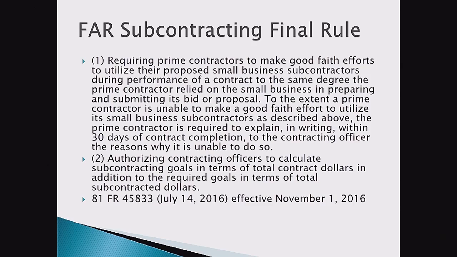It also clarifies that the statute says you do goaling in terms of percentage of dollars subcontracted, but agencies have been setting goals based on total contract dollars, and this says you can also establish goals based on total contract dollars. Obviously, if you only do a little bit of subcontracting but 100% of it goes to small business, you'll have 100% subcontracting, but that won't be a lot of dollars, whereas if you set it in dollars, that's a lot more meaningful. Agencies have been doing that, so what the FAR is saying now is that you can do that. And this was effective November 1st.